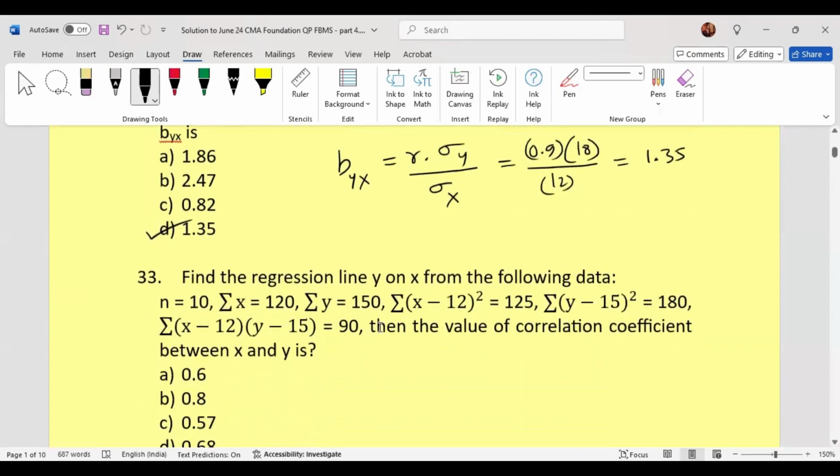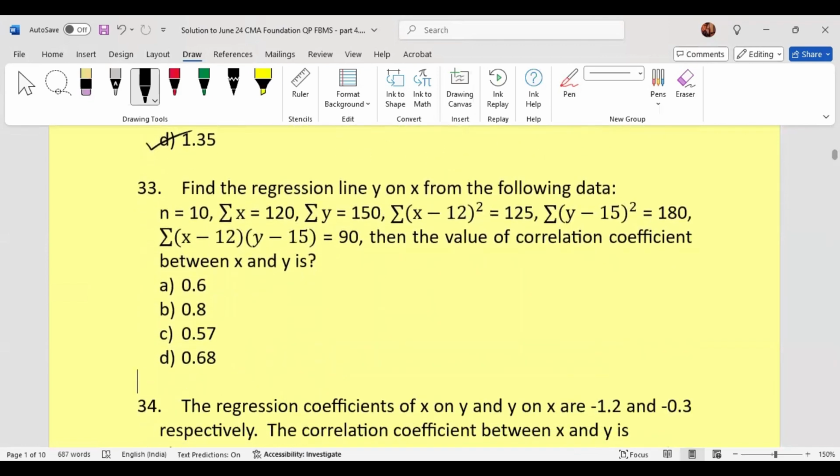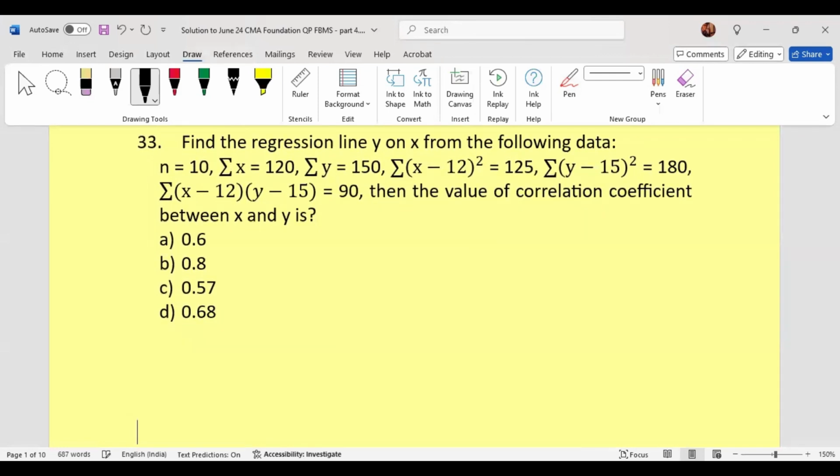Next one. Find the regression line y on x from the following data. N is equal to 10, summation x is equal to 120, summation y is 150, summation x minus 12, the whole square is 125, summation y minus 15, the whole square is 180, summation of x minus 12, y minus 15 is 90, then the value of the correlation coefficient between x and y. Some confusion in this question because they are asking initially find the regression line y on x, subsequently they are asking correlation between x and y. So we have to find ultimately correlation only.